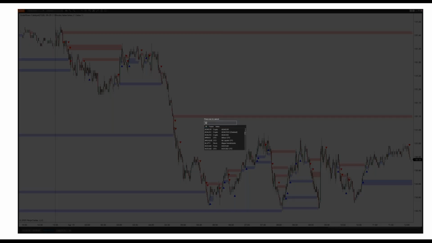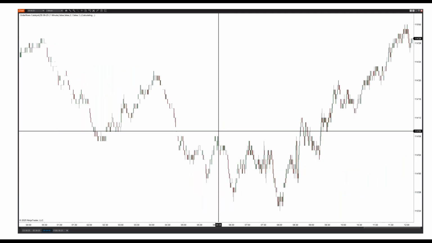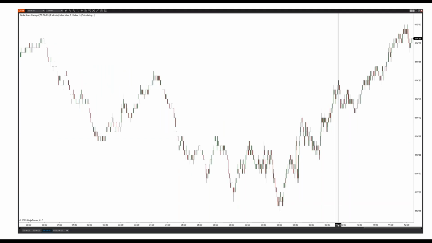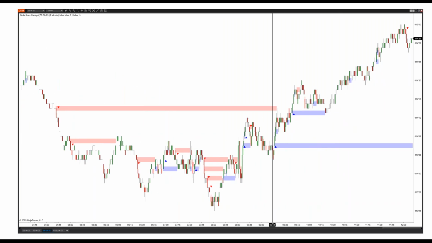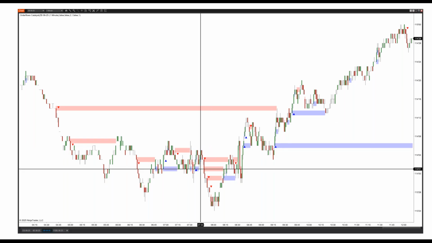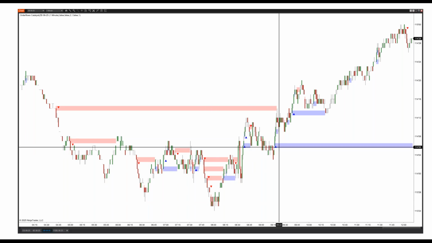Regular bonds, US bonds. Same setting, just leaving it on there. It catches that big move up, little moves down. Again, if you're a short-term trader, you're just looking to scalp a few ticks, this could be for you.